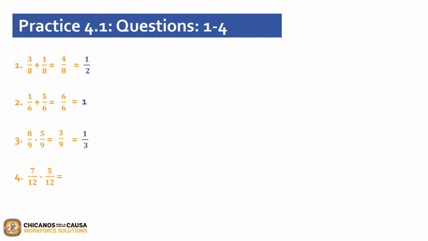Final question, 7/12 minus 5/12. So we're just going to subtract across the board, which gives us 2/12. Further reduced, as both 2 and 12 can be easily divided or equally divided by 2, giving us a final answer of 1/6.